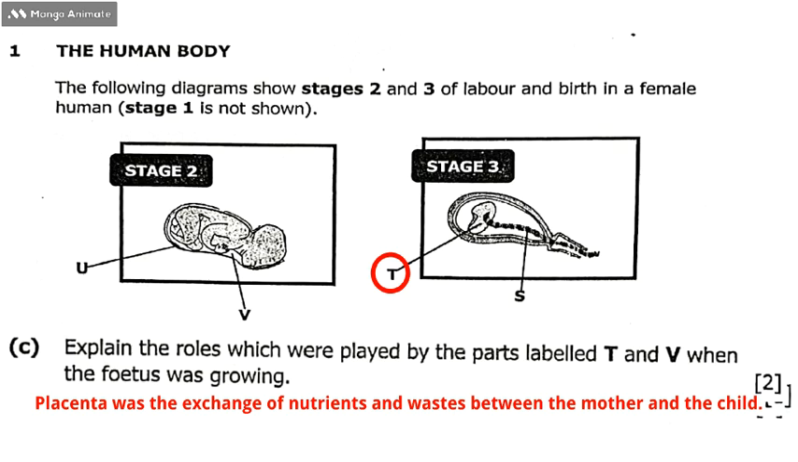So the nutrients from the mother will go to the child through the placenta to the umbilical cord until it reaches the child. So when the waste comes from the child, it will come to the placenta, where the waste will enter the mother and then be maybe excreted from the mother's body. Okay, so the placenta was the exchange place. So that's where the exchange of waste and nutrients was happening.